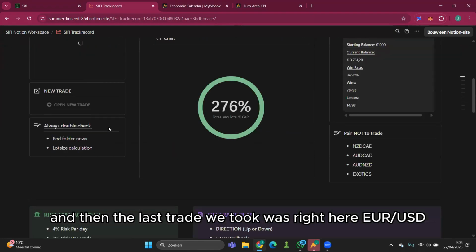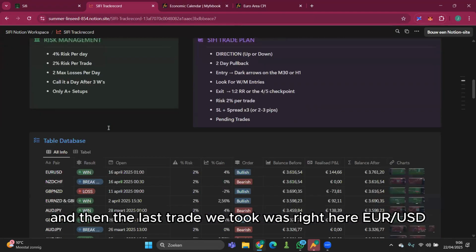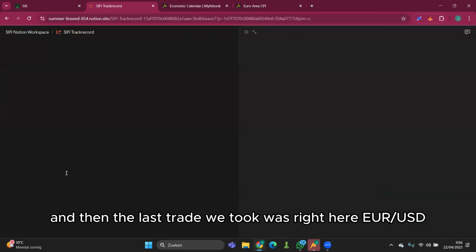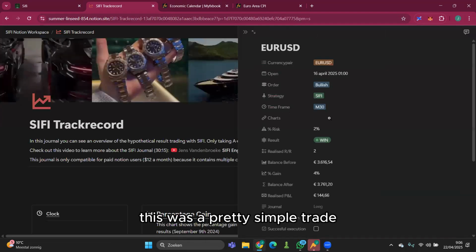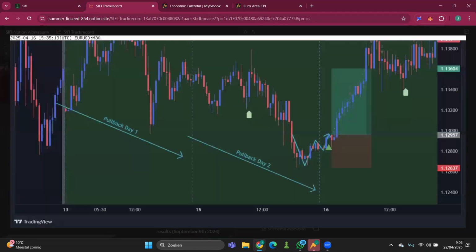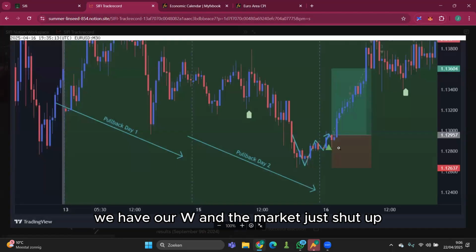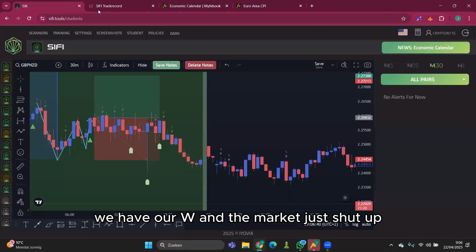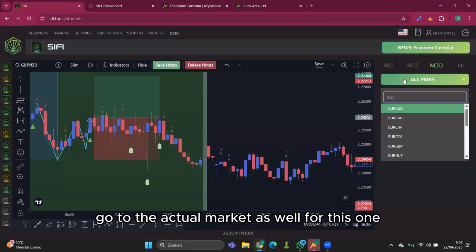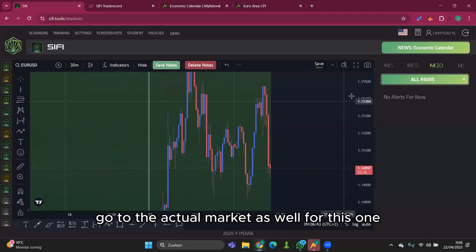And then the last trade we took was right here, Euro USD. This was a pretty simple trade. As you can see, we have a 2-day pullback. We have our W, and the market just shot up. I can go to the actual market as well for this one.